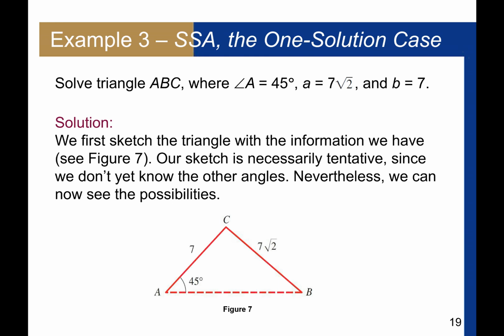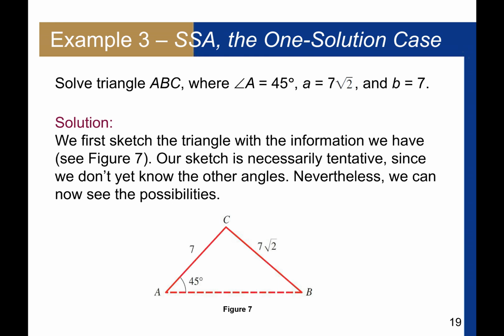Label it ABC. So angle A is the one labeled there as 45. Now then they say side A has a length of 7 times the square root of 2. So I've got to go across the triangle. Side A is opposite from angle A, otherwise known as segment BC. That's what we labeled then as 7 square root of 2. And they say side B is 7. So again, opposite from angle B, we labeled that side as 7.